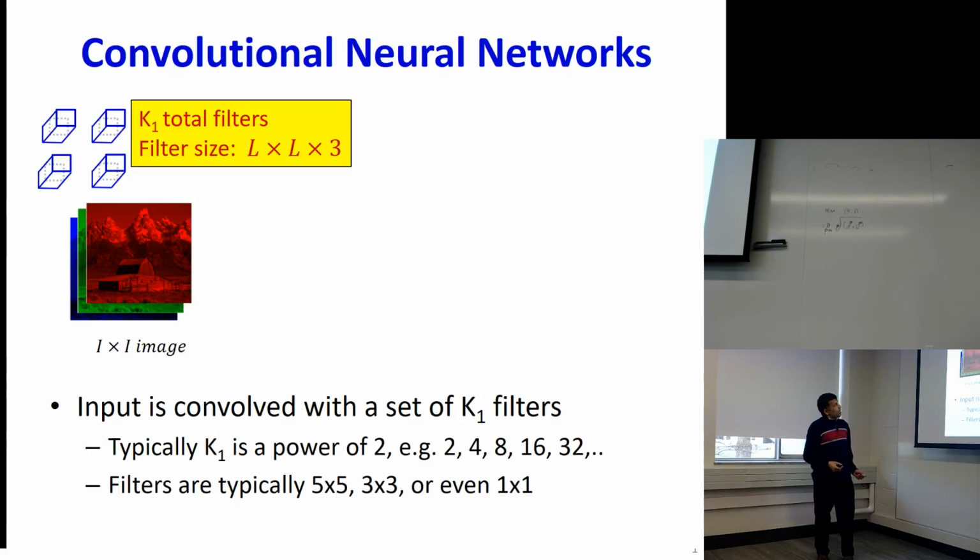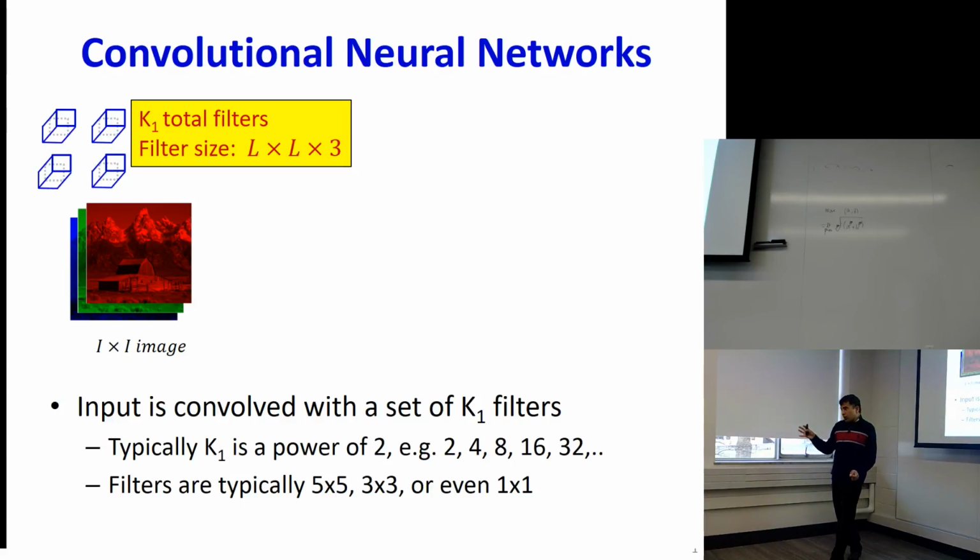Let's say K1 total filters for the first layer. Each of these is going to be some L cross L cross 3 filter. 3 is the depth because you have R, G, and B. The span of the filter is L cross L, right? So K1 would typically be a power of 2.